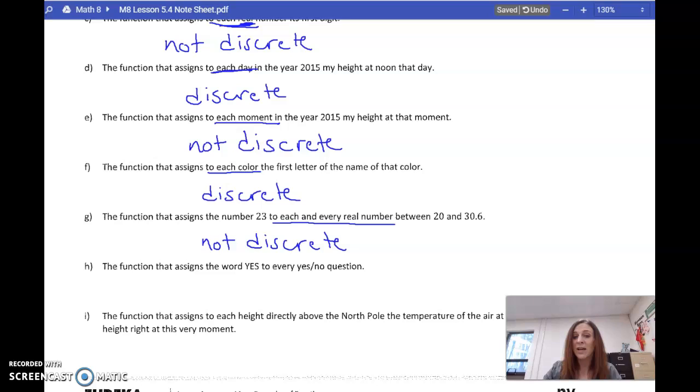A function that assigns the word yes to every yes, no question. Well, that would be discrete, right? There's no overlap. It's either yes or no.